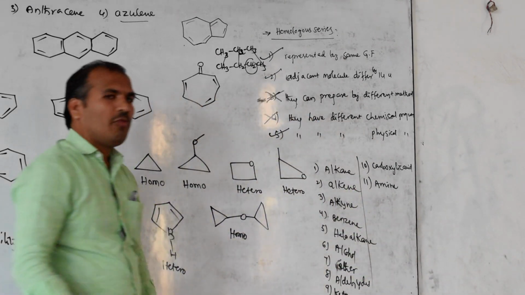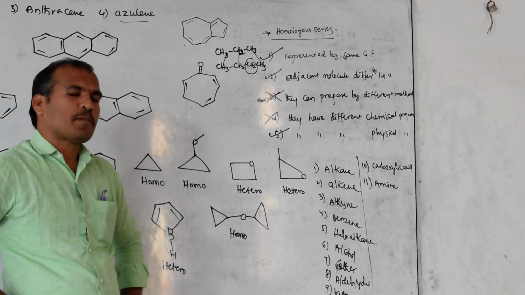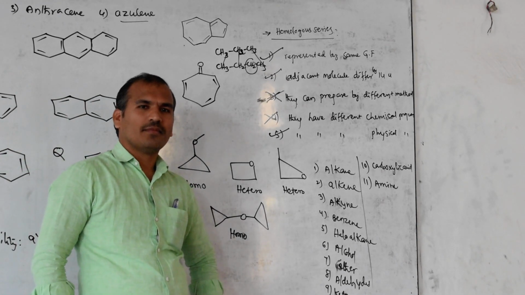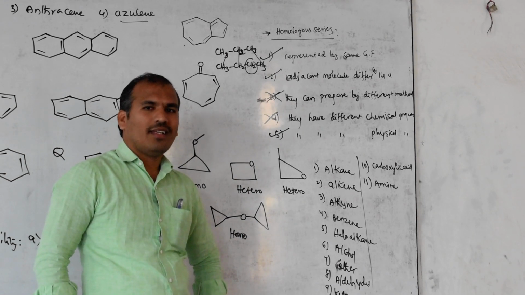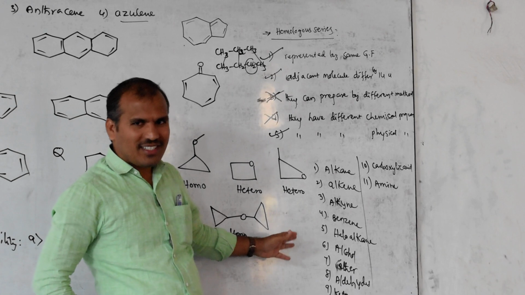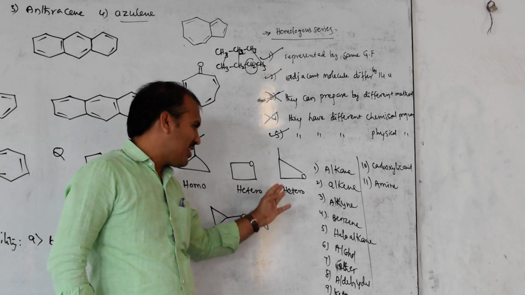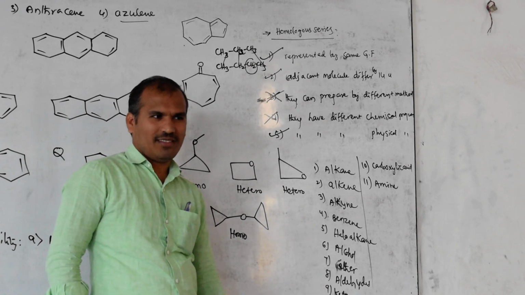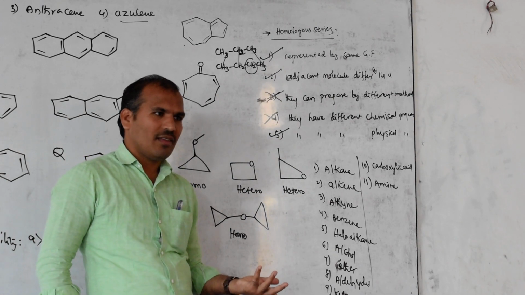Now, which one is considered homologous? These are nothing but your chapters from first year to second year. All are homologous series. Homologous series means they can be represented by a general formula.